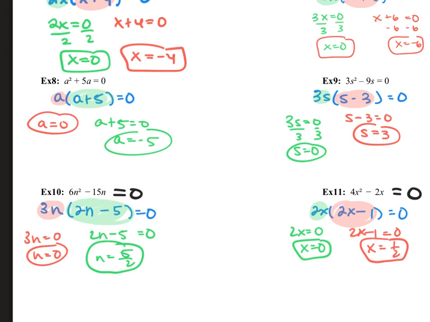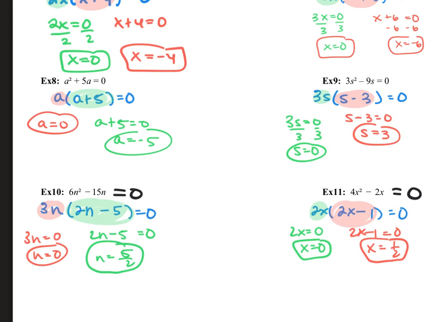GCF of 6n squared and 15n is 3n, so that factors into 3n times 2n minus 5 equals 0. If this quantity were to be the one that equals 0, n equals 0, or n equals 5 halves. And then the GCF of 4x squared minus 2x would be 2x, and then 2x minus 1. Remember, this is getting divided by that, because when you're distributing, you're multiplying, but when you're factoring, you're dividing. And so 2x divided by 2x is our 1. And so then if 2x equals 0, x would equal 0, or if 2x minus 1 would equal 0, x would equal 1/2, because I would add 1 divided by 2.